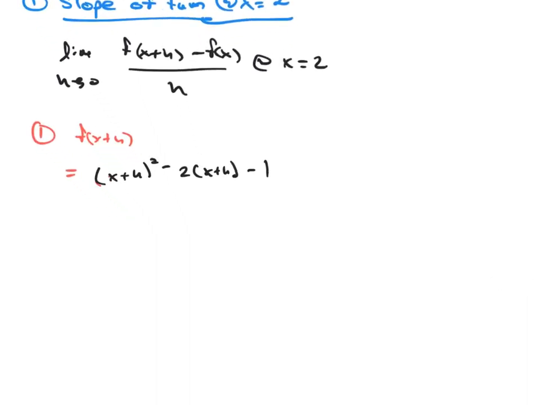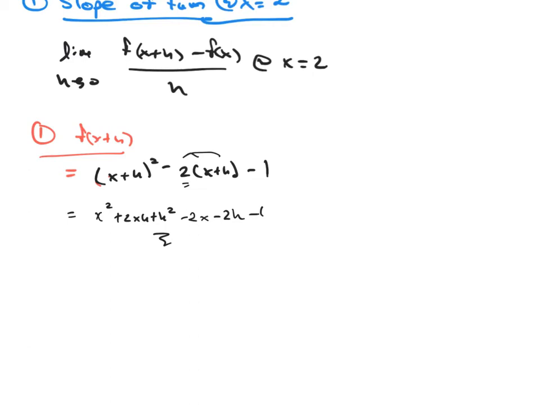But we need to do some cleaning up here. (x plus h) quantity squared, we have to FOIL. That's x squared plus 2xh plus h squared. Then on this next one, we have to distribute the negative 2 to both of them. So that would be minus 2x, and then minus 2h, and then we still have the plus 1. Okay, so there's the simplified version of f of x plus h.